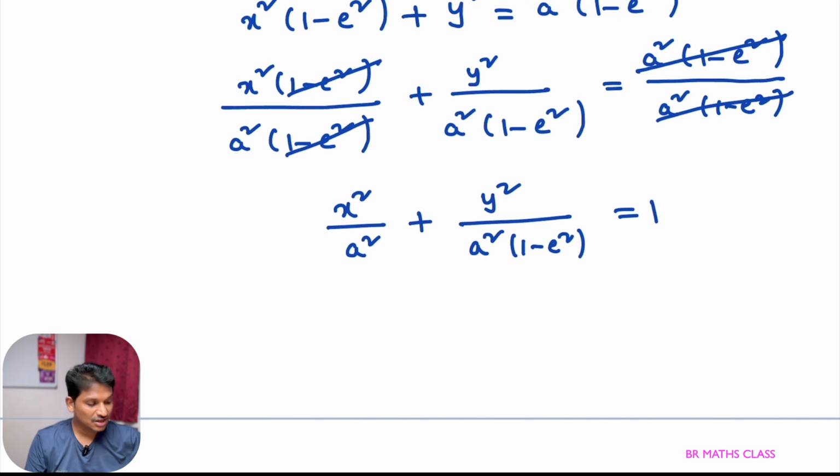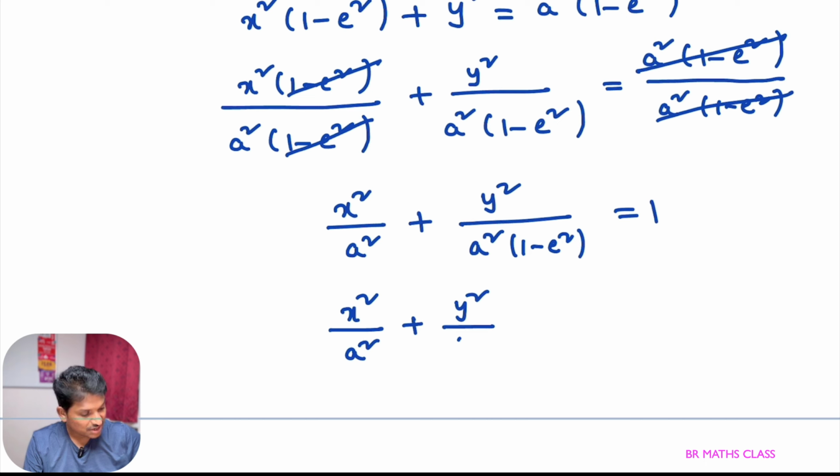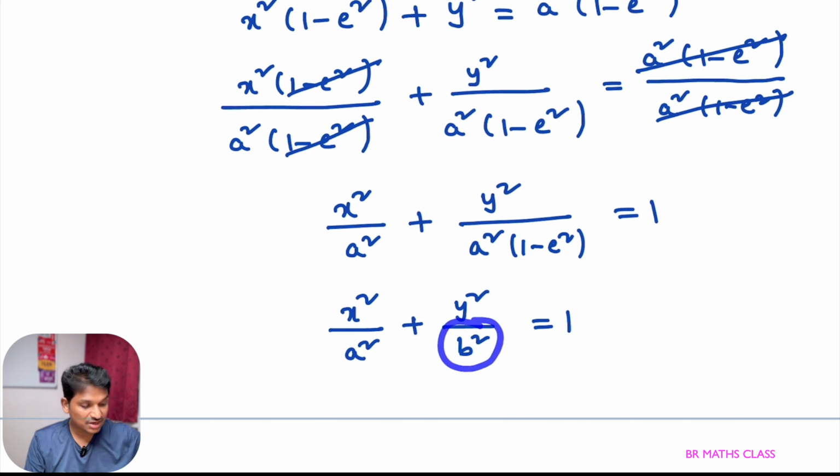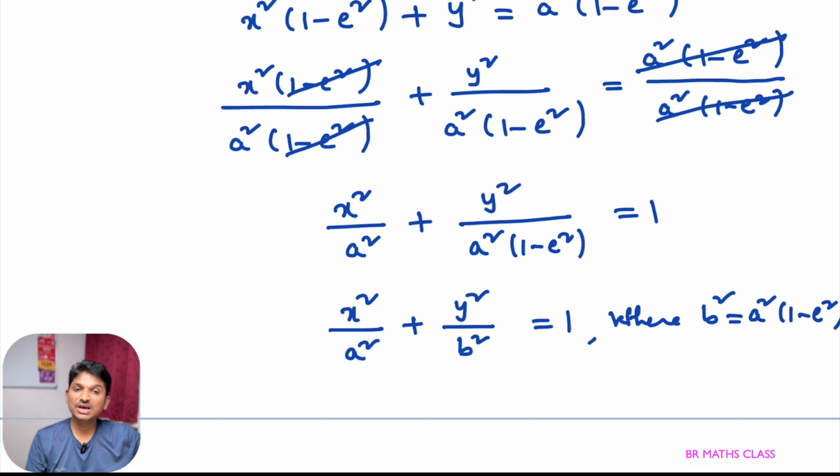Actual point is we will consider this as b square, right? So what I will write here: x square divided by a square plus y square divided by b square equal to 1. This is the equation of ellipse. Here what is b square? You need to write that b square is a square into 1 minus e square. So whatever you got here, this is the equation of ellipse.